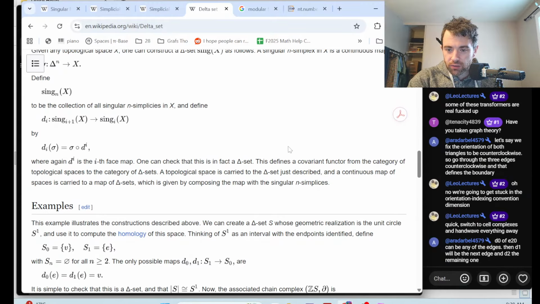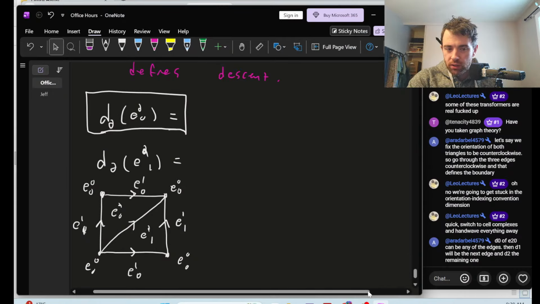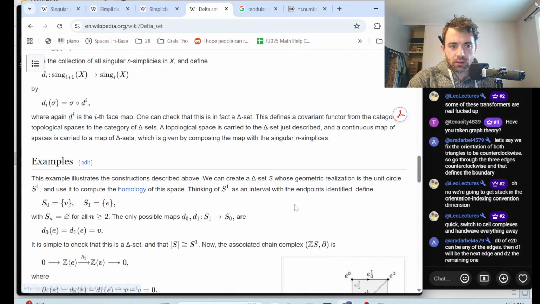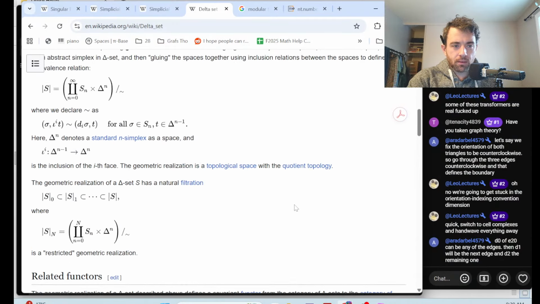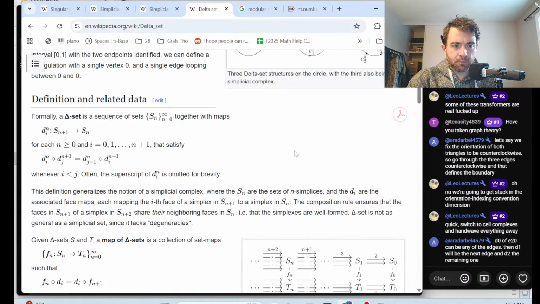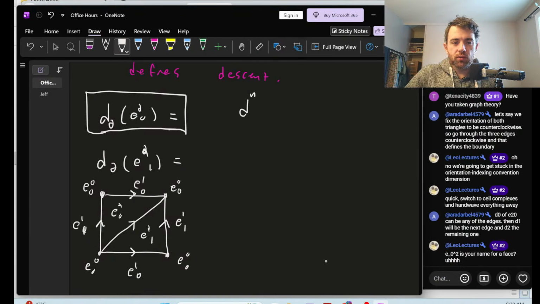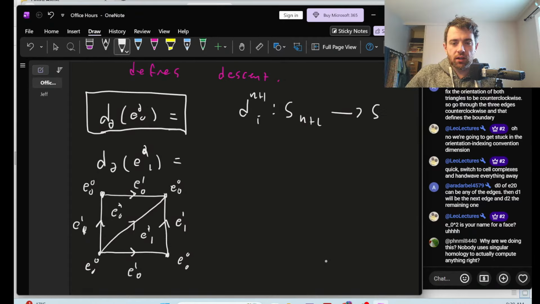D0 of E20 can be. Wait, you mean D1? Wait. D_n^i goes from where to where? Oh, D_n^i. Oh, we have multiple maps. Right, I see. Hang on. We have multiple maps, so we have D_n^i. Right. D_n^i goes from here to here.